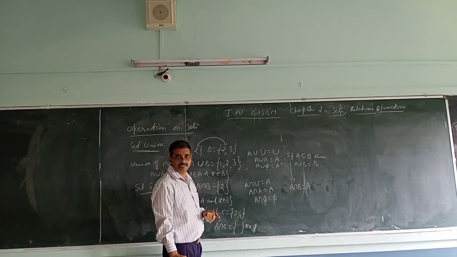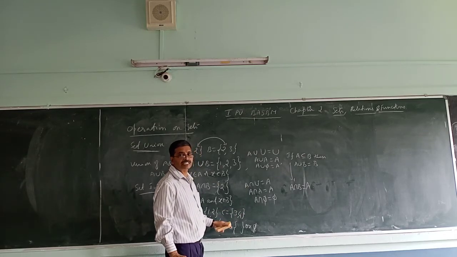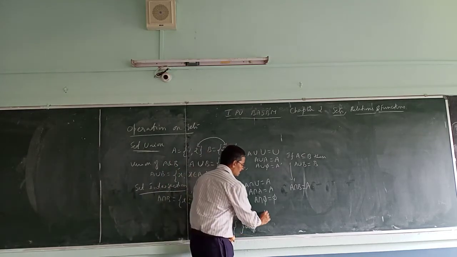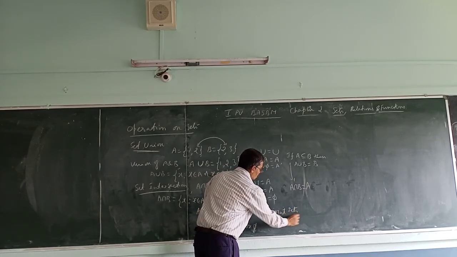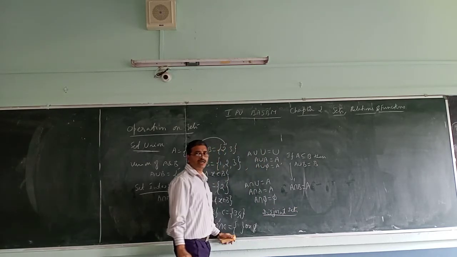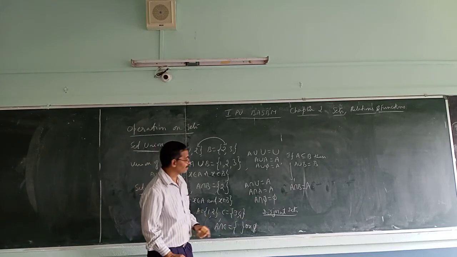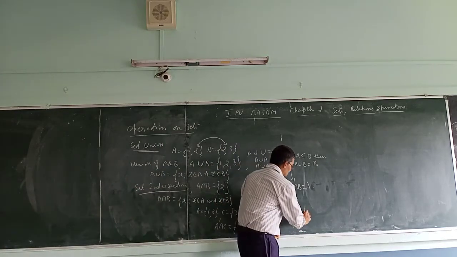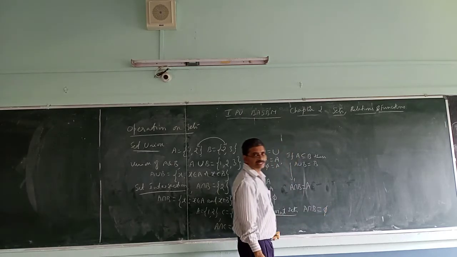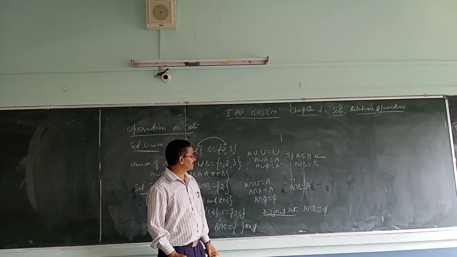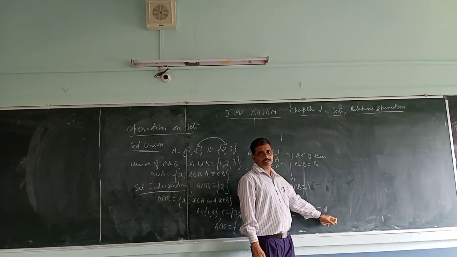We say that such sets, here A and C, are disjoint sets. So that is the concept of disjoint sets. We say that A and B are disjoint sets if A intersection B equals the null set.